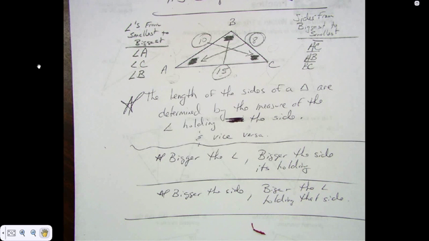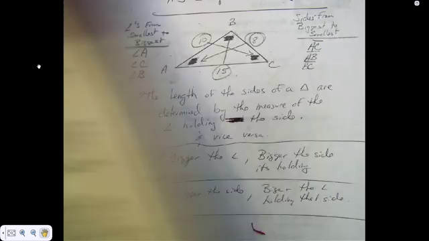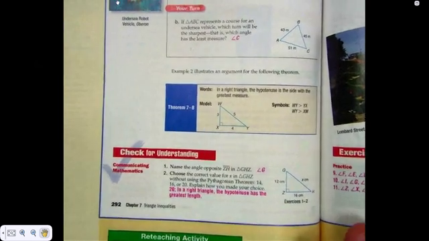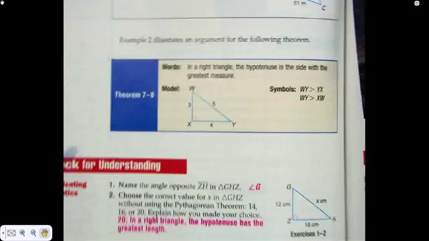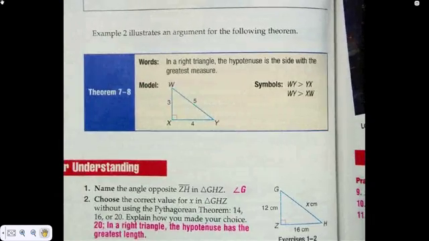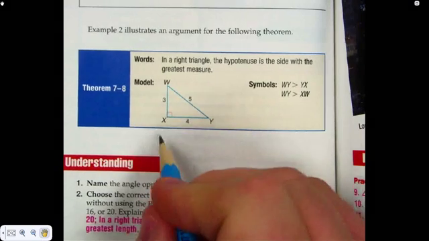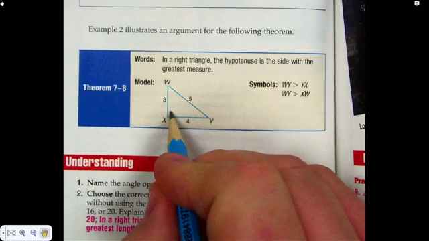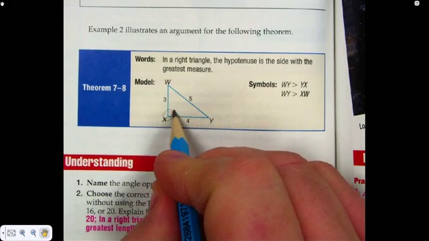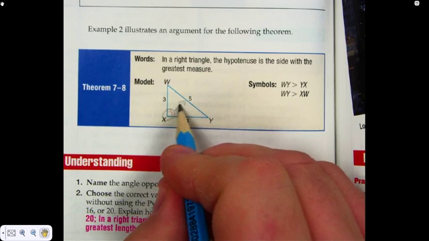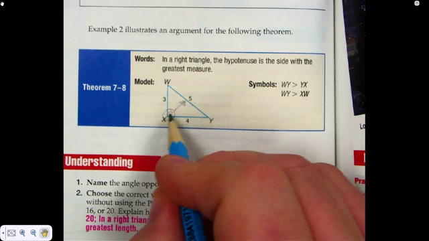If you look on page 292, do you think this is basically self-explanatory from what they just told us? In any right triangle, the largest side is the hypotenuse. Why do you think that is? It's opposite the biggest what? Angle.